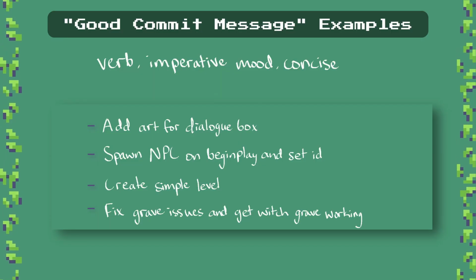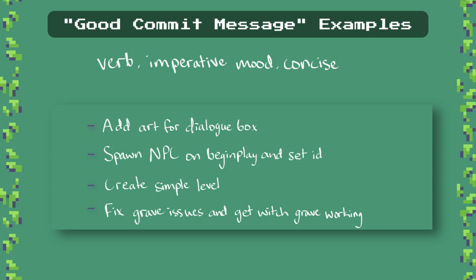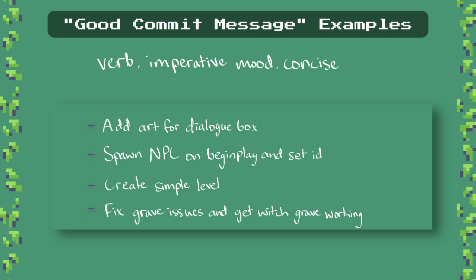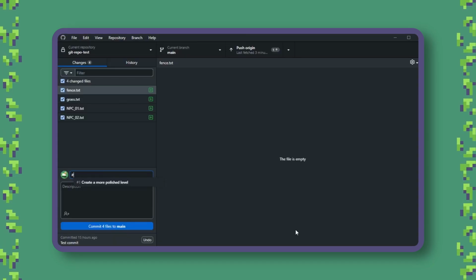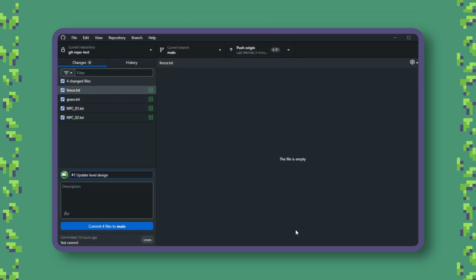Here's some examples of quote-unquote good commit messages. Feel free to wage war about this topic in the comments. You can also link commits to your Kanban or Trello board if you're using one, which can make this process even faster. Okay, so here's some additional tips.